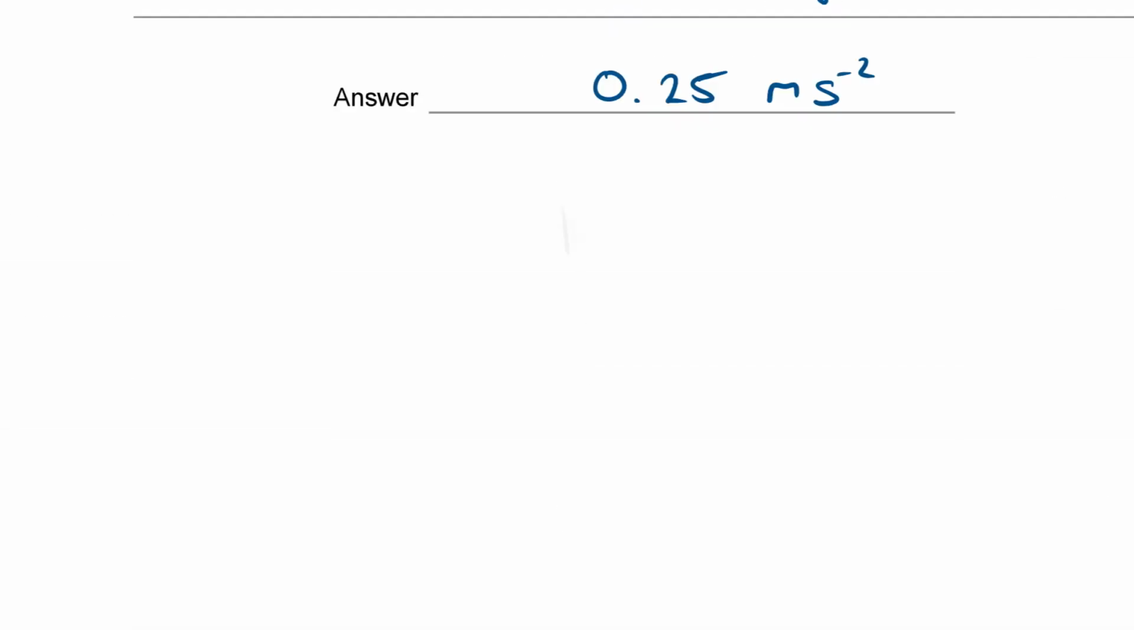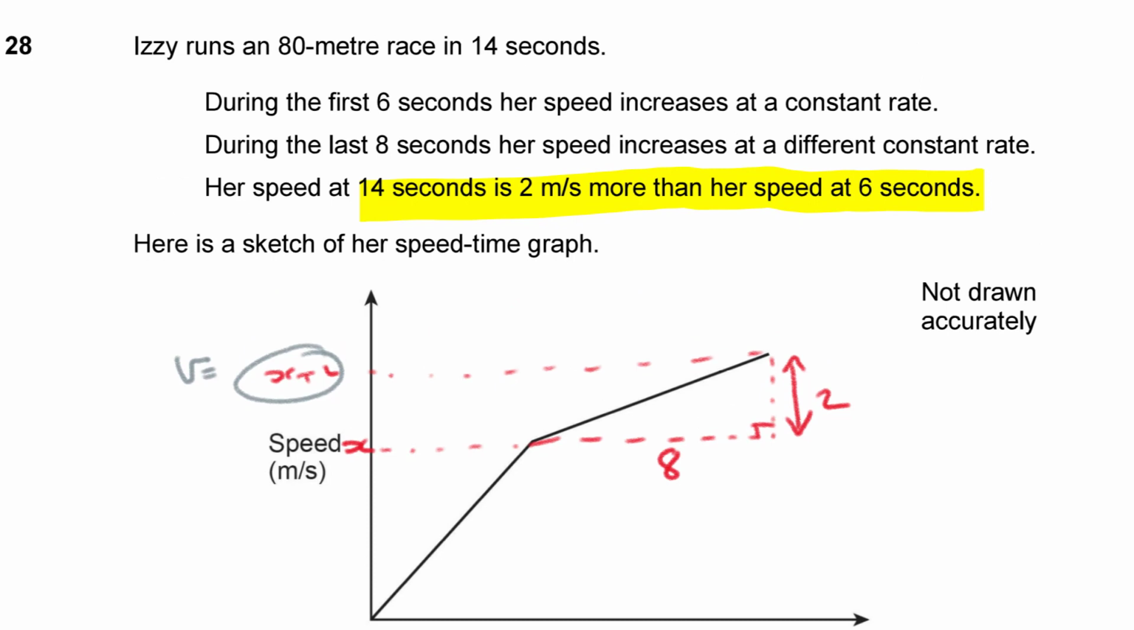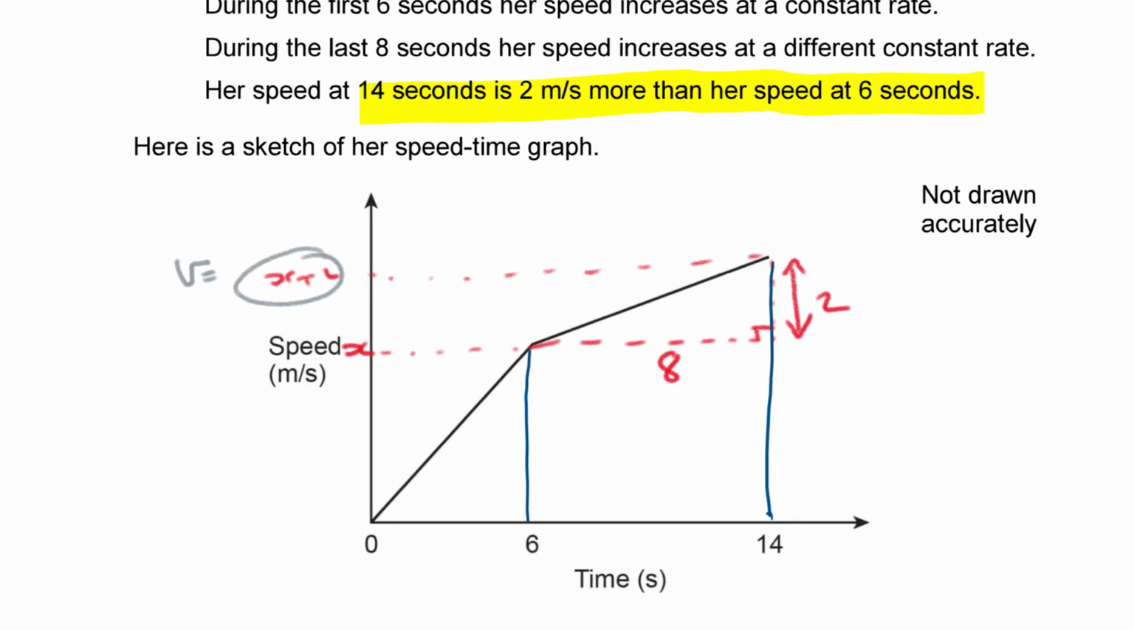So we actually need to work out what this value up here is going to be. This thing earlier I called x plus 2, that's going to be the v that I need to find, isn't it? So how am I going to find that? Well, the only other information I haven't used yet is the fact that Izzy runs an 80-meter race in 14 seconds. Now, I know that the area under a speed-time graph is equal to the distance traveled. So if I can find the area under the graph, that might give me some clues about how to find v.